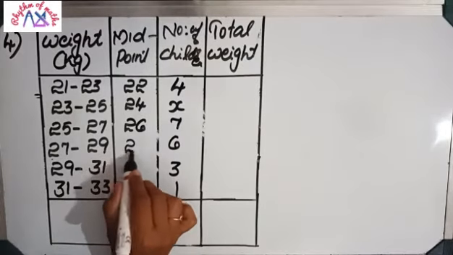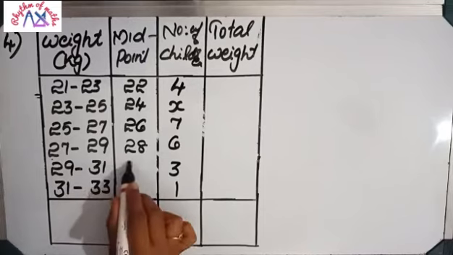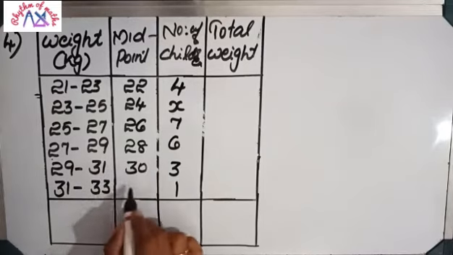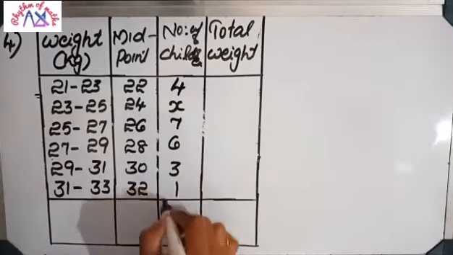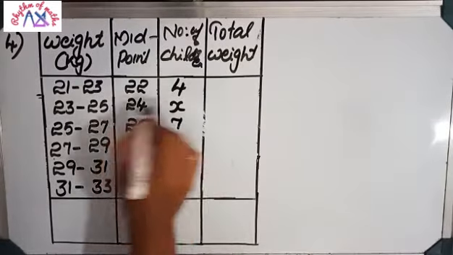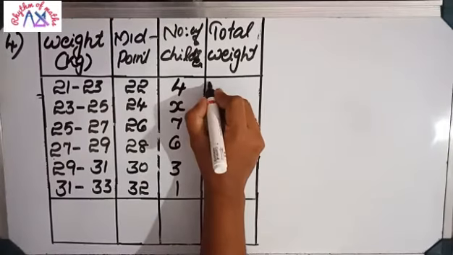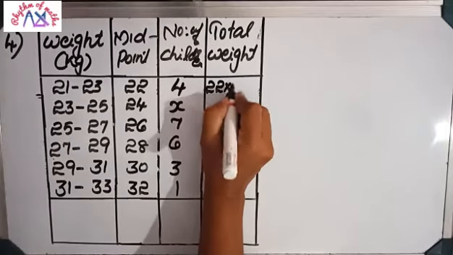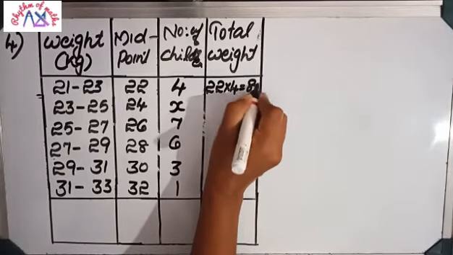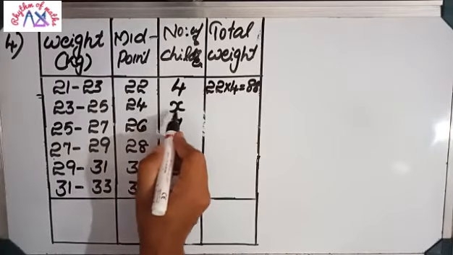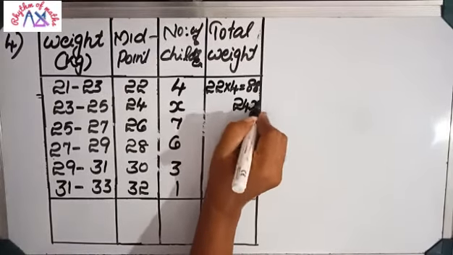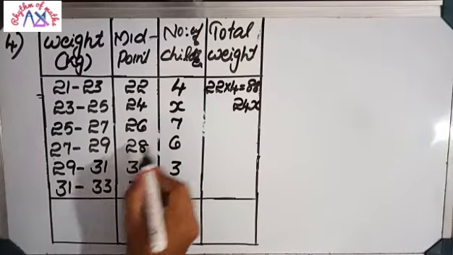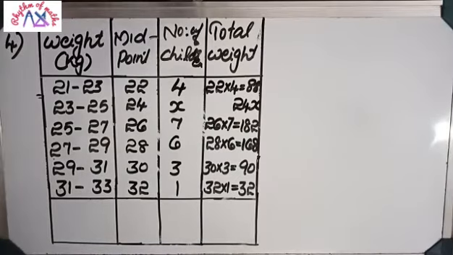Then next is 28, and after 29 to 31, 30 is the middle number, and for 31 to 33, 32 is the middle number. Now in the next step we have to write the product, that is 22 into 4. So 22 into 4, answer is 88. Now here 24 into x is 24x itself. Now next 26 into 7, like that. Let's finish. Now we completed the table.